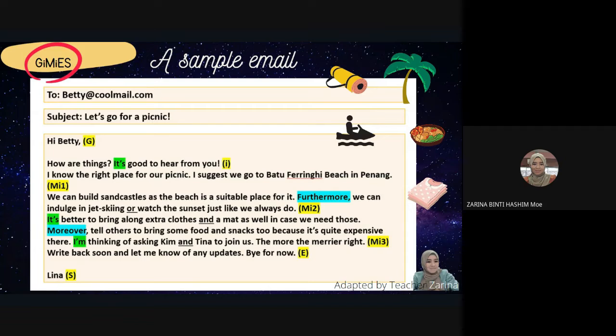Then your last line is on ending. Remember after MI, E is ending. So how do you write your ending? Write back soon and let me know of any updates. Bye for now. So that will be your ending. And lastly is your signature or your name. Just write your name, Lina.